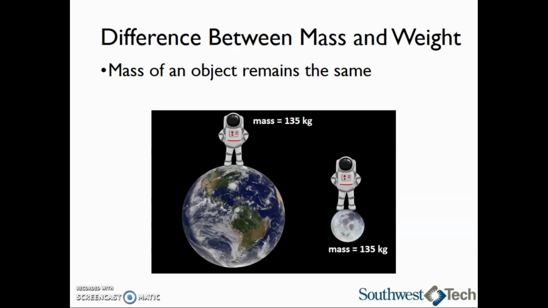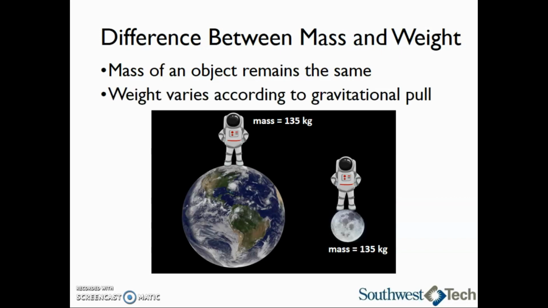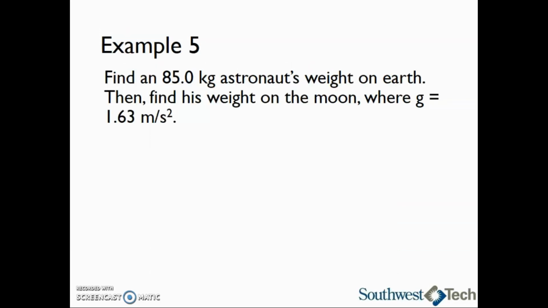On the other hand, the weight of an object varies according to the gravitational pull acting on the object. Therefore, the weight of this same astronaut is 1,320 newtons on Earth, but on the Moon their weight is only 220 newtons. Remember, their weight will change because weight is a measure of the amount of gravitational pull exerted on an object. Let's take a look at an example of a weight calculation.